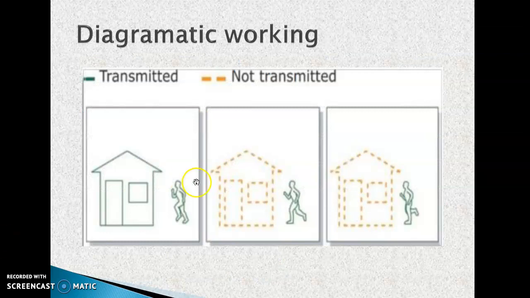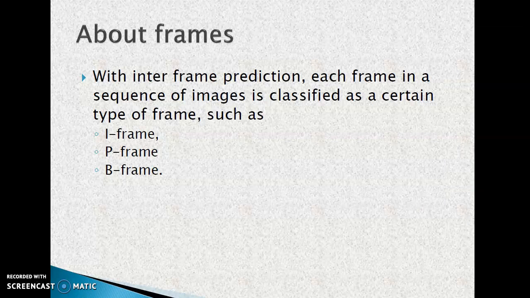For example, if you have one frame where a house is there and a man is trying to run to reach the house, then basically this house is going to remain stationary in n number of frames. Do you agree? So what we are going to do is transmit this house's pixels only once, and then in the remaining frames we will not transmit pixels for the house. We will transmit only the pixels for the running man. How to manage this? This could be managed by creating different frames and giving different types to these frames. These frames could be classified into I frame, P frame and B frame. So let's see each one in detail.